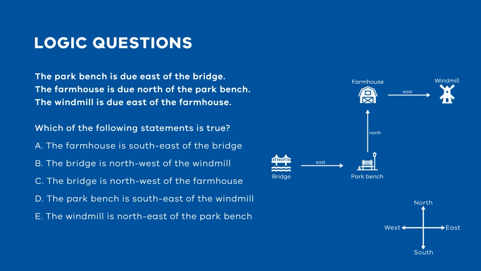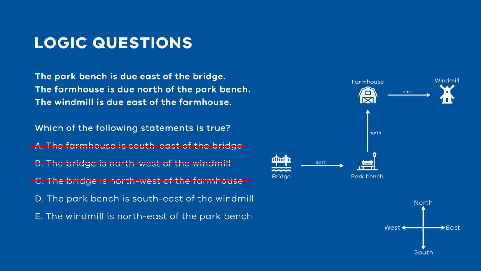Now let's read the answers to see which one is correct. The farmhouse is southeast of the bridge. This is incorrect because the farmhouse is actually northeast of the bridge. The bridge is northwest of the windmill. This is also incorrect because the bridge is southwest of the windmill. The bridge is northwest of the farmhouse. Again, this is incorrect as the bridge is southwest of the farmhouse.